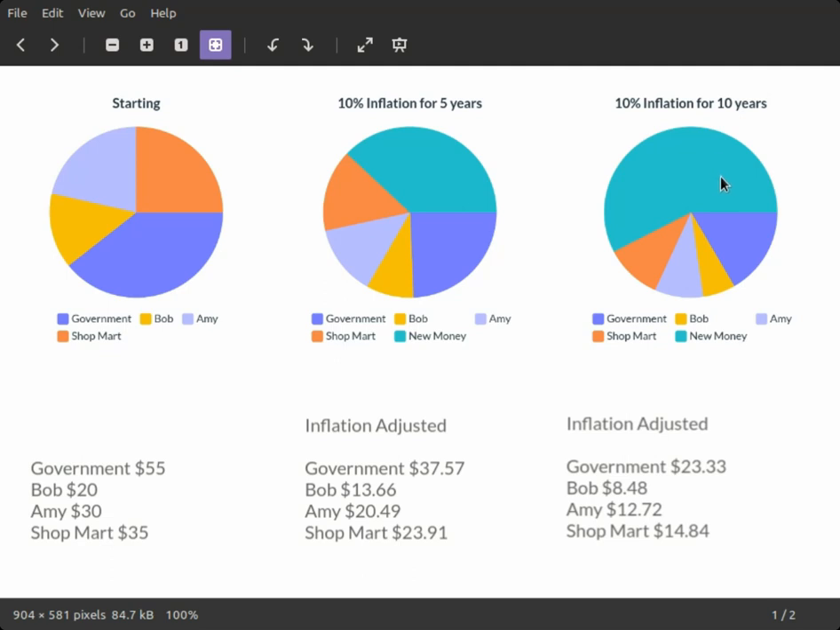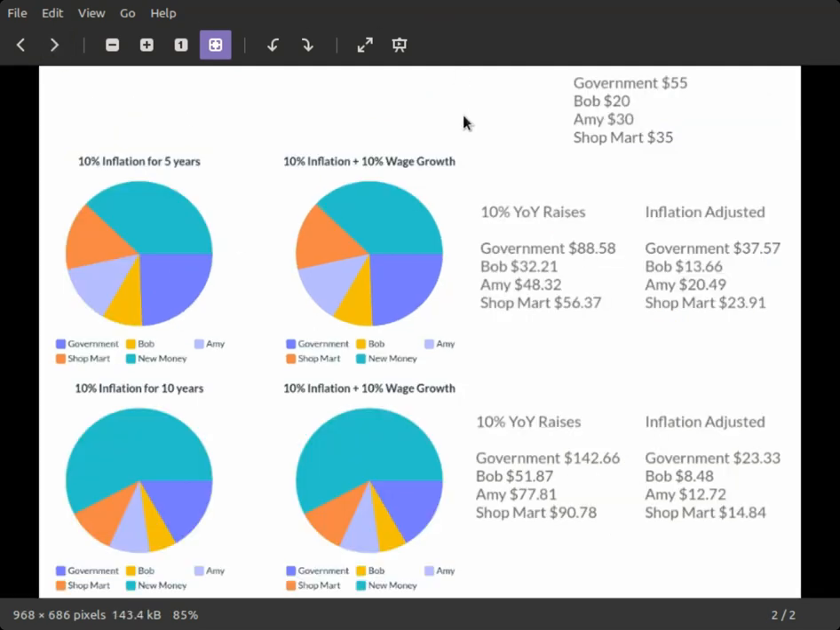All those government contractors, they need their paychecks. It's important stuff. So let's raise the wages. Bob's only getting about $8 of value now out of what used to be $20. He's the poor guy in this group. Let's give him a raise, okay? Let's give everybody a raise.